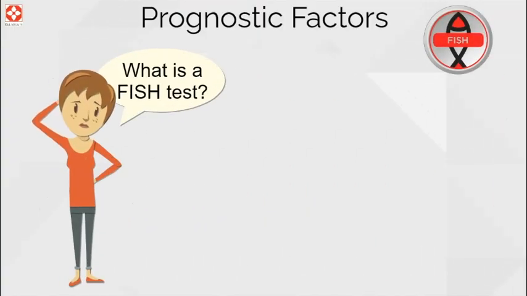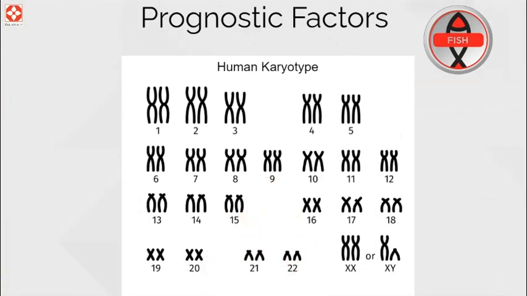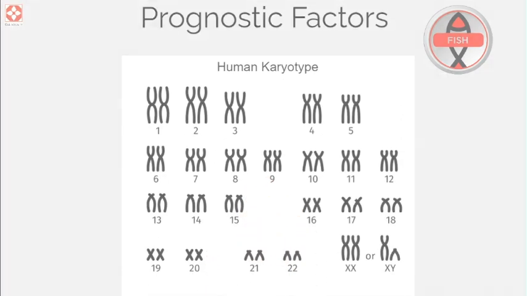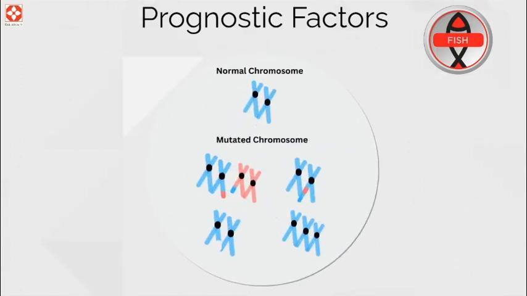What is a FISH test? Each of our cells contains DNA, which is packaged into 46 strands called chromosomes. Every cell has 2 copies of each chromosome. 1 copy was inherited from each parent. These chromosome copies can become damaged in cancer cells. Sometimes there are entire chunks of a chromosome that are copied and moved to another chromosome, or they are just plain missing, which we call deleted.